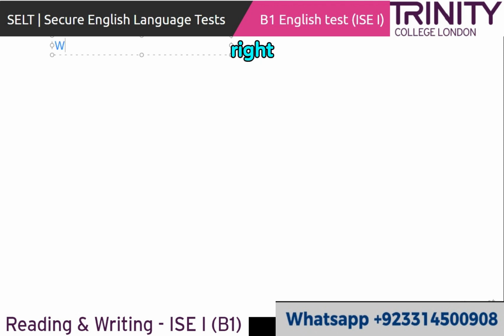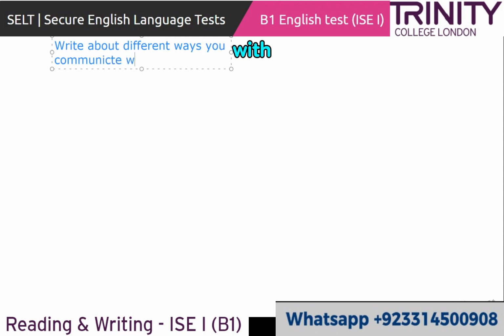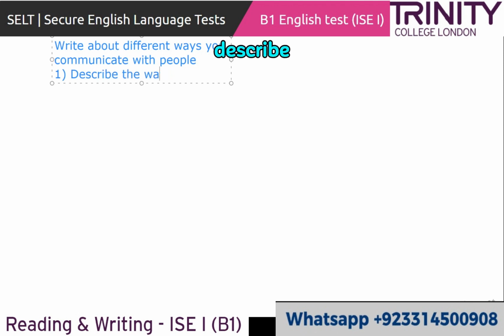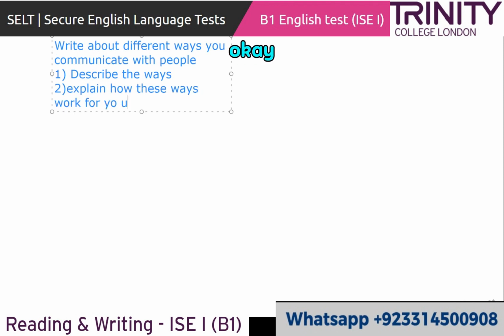So let's try to put it this way. Write about different ways you communicate with your friends, and different ways you communicate with people. Describe the ways, and how these ways work for you, and explain how these ways work for you. Okay, so any such type of questions can come in your exam, but the statements will pretty much remain the same.